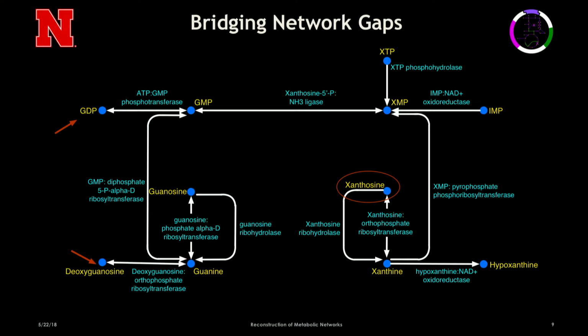Can xanthosine even be produced here in this condition? No, because it is not connected. Tell me how xanthosine can be produced, because it is not even connected with XMP or xanthine. These are the ways it can produce, right? So, what you need to make sure as a modeler, you need to fill this gap. You need to fill the gap between XMP and xanthosine, or you need to fill the gap between guanine and xanthosine. If you do that, then maybe you can produce xanthosine.